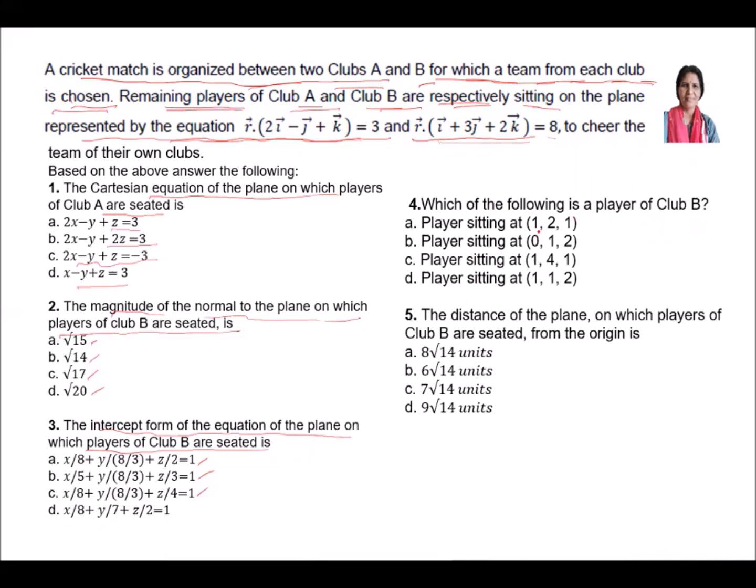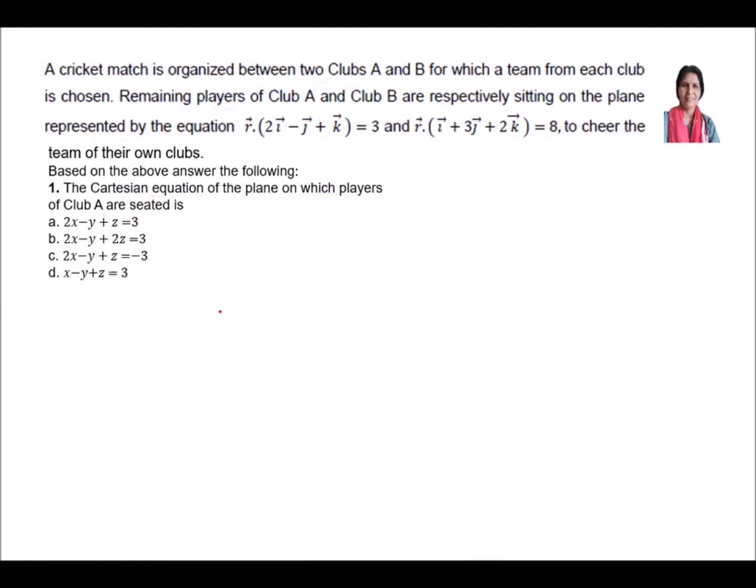Question number 4 is: which of the following is a player of club B? The players are sitting at 1, 2, 1; 0, 1, 2; 1, 4, 1; and 1, 1, 2. And the last part is the distance of the plane on which the players of club B are seated from the origin. The options are 8 square root 14, 6 square root 14, 7 square root 14, 9 square root 14. So we'll go one by one.